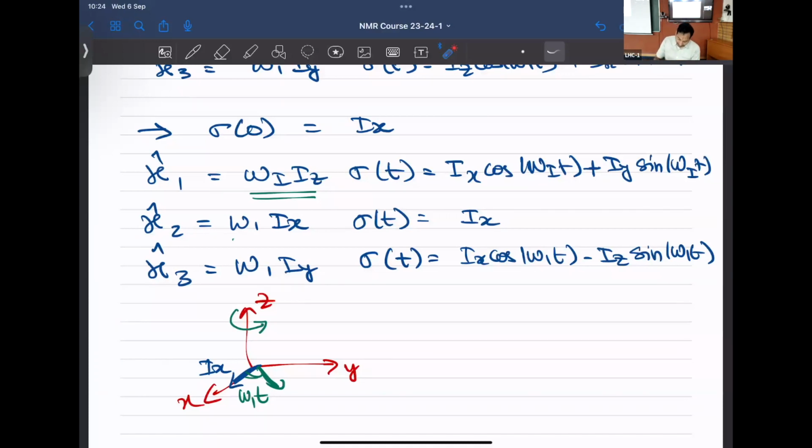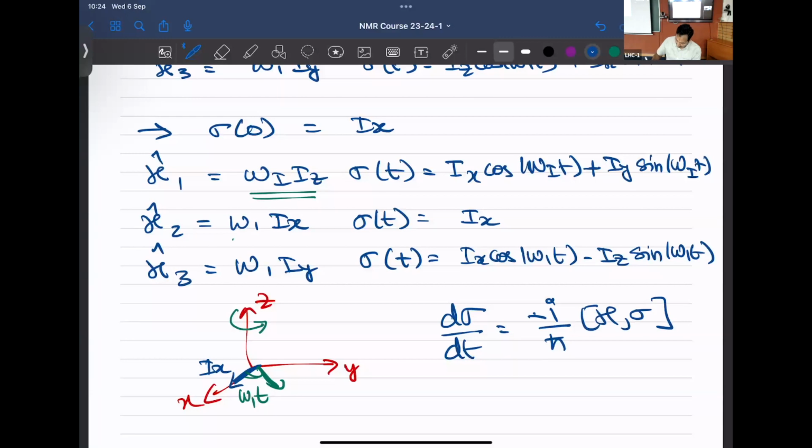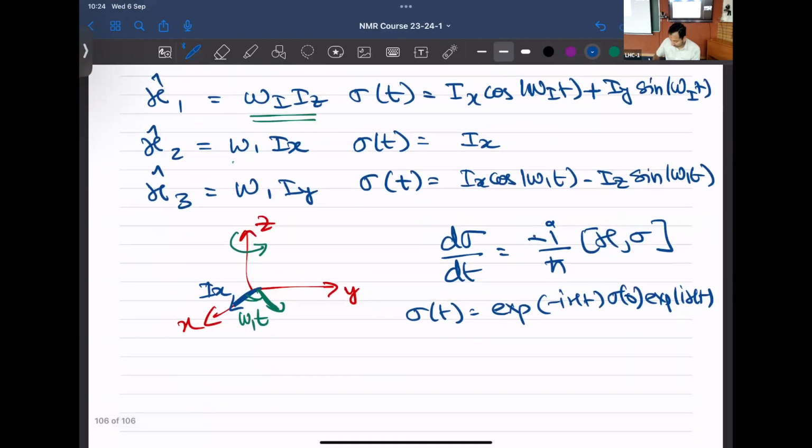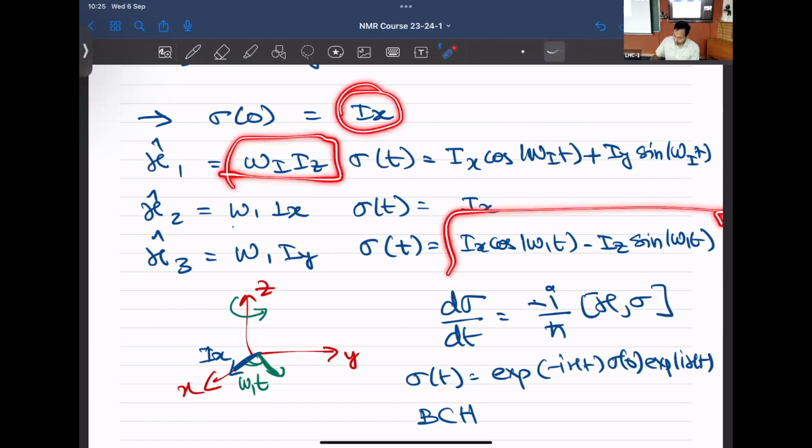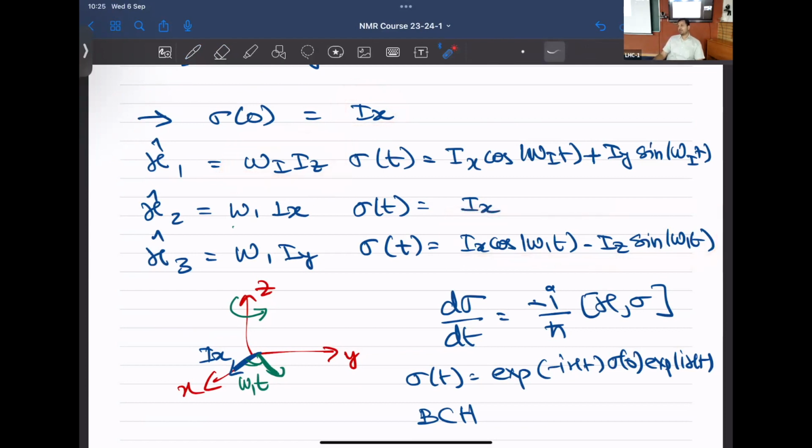If it's time independent, then what did we learn? d sigma over dt equals minus i over h-bar times the commutator of Hamiltonian and sigma, which has a solution given by e to the power minus iHt sigma 0 e to the power iHt, for which you have the Baker-Campbell-Hausdorff expansion, which gives you the final solution. For a simple spin half system, depending upon where you start and what you apply, the solutions are nothing but projections obtained following a mere counterclockwise rotation about the axis of the applied pulse.